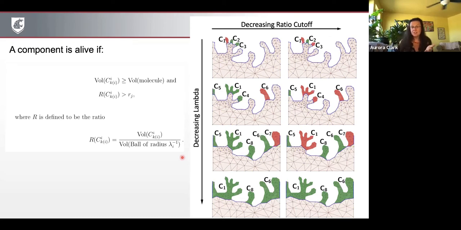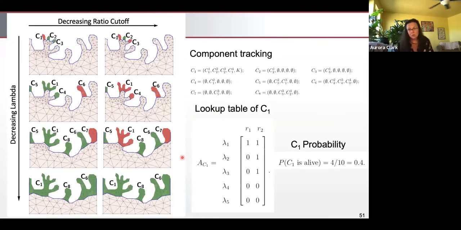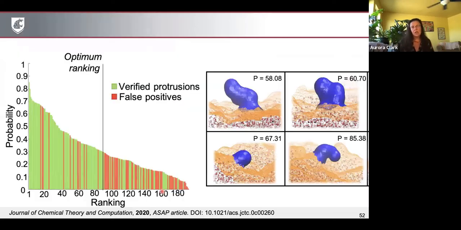And when we do that and keep track of all components, we can look them all up and see which ones are alive at which lambda values and which volumes. Then we can get a probability of how likely it is that some surface structure is going to survive as we scan through these lambda values. What's really nice about this is we had a really beautiful data set of about 200 of these structures that, visually by eye, we looked at to say, yeah, I think as a chemist this looks like a protrusion, or no, I don't think it does. And we're able to capture all of them.